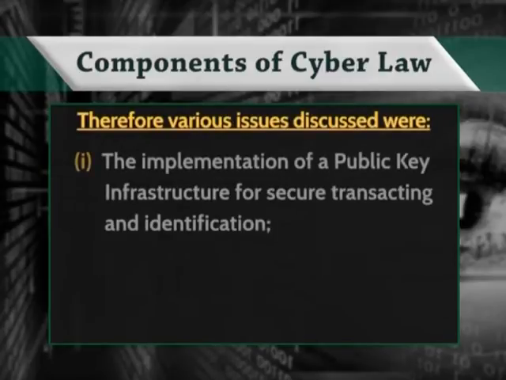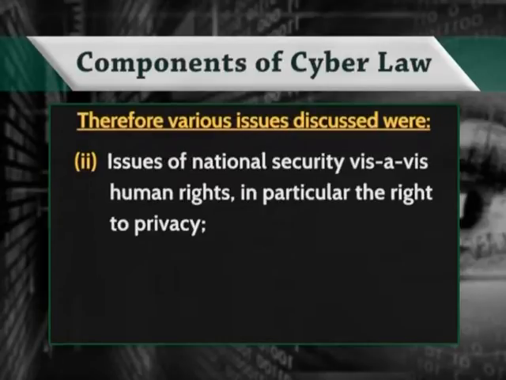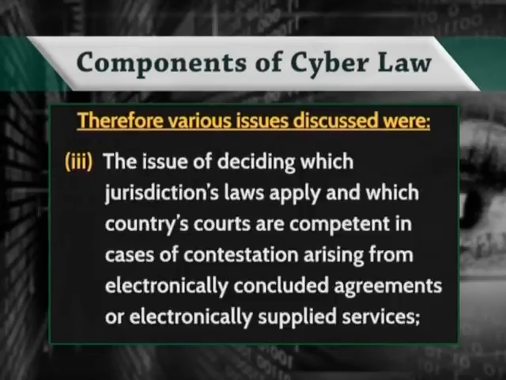Various issues were discussed. The first was the implementation of the public key infrastructure for secure transacting and identification. Then, the issue of national security versus human rights, in particular the right to privacy. The third one is the issue of deciding which jurisdiction's law applies and which countries' courts are competent in the case of contestation arising from electronically concluded agreements or electronically supplied services.